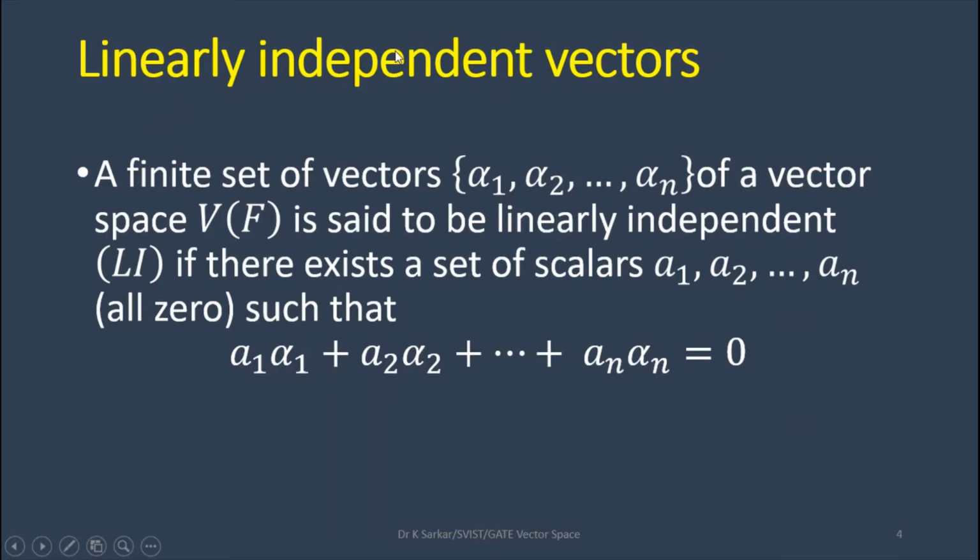What are linearly independent vectors? A finite set of vectors alpha 1, alpha 2 up to alpha n of a vector space V(F) is said to be linearly independent, shortly LI, if for every set of scalars a1, a2 to an, all of them are 0, such that a1 alpha 1 plus a2 alpha 2 up to an alpha n equals the 0 vector.